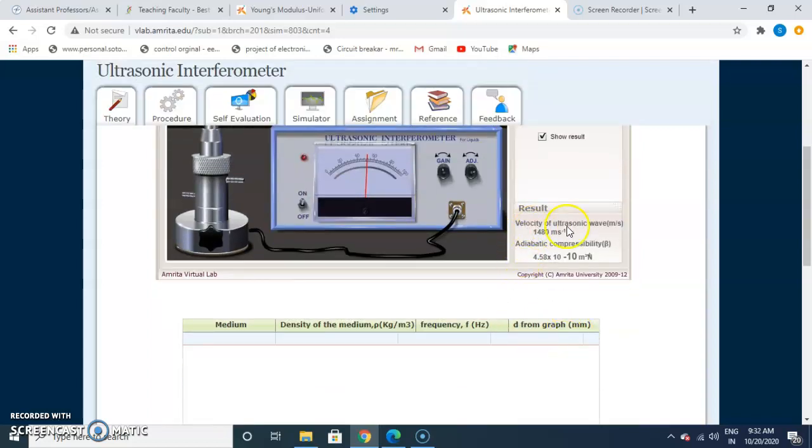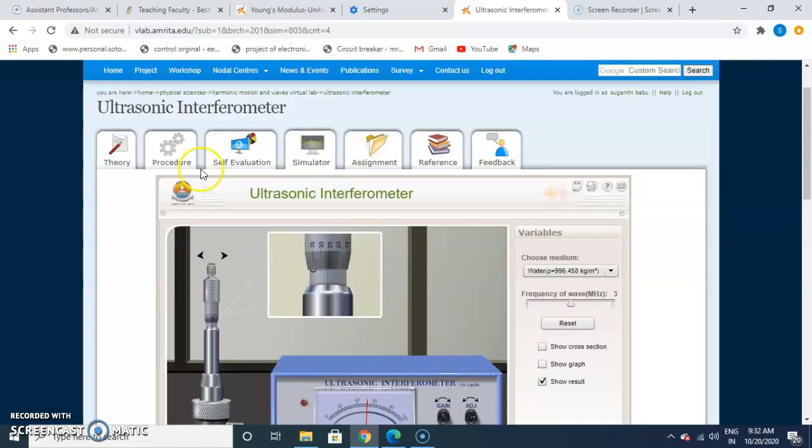See, the velocity of the ultrasonic wave is 1480 meters per second, and the compressibility is 4.58 into 10 power minus 10 meter squared per Newton. So this is how we calculate the velocity and compressibility using the simulator. Okay, thank you.